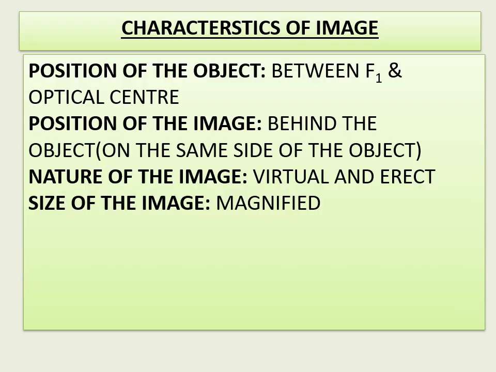Now, to know about the characteristics of the image formed in this condition also. Position of the object is between F1 and optical center. Position of the image is behind the object, on the same side of the object. We have seen the nature of the image is, when you get an image on the same side of an object, it will always be virtual and erect. Size of the image is magnified.